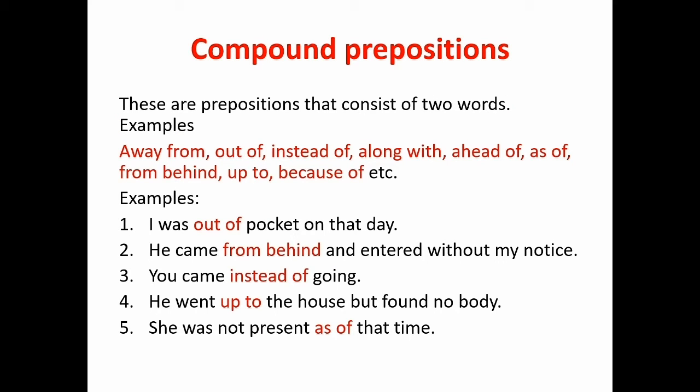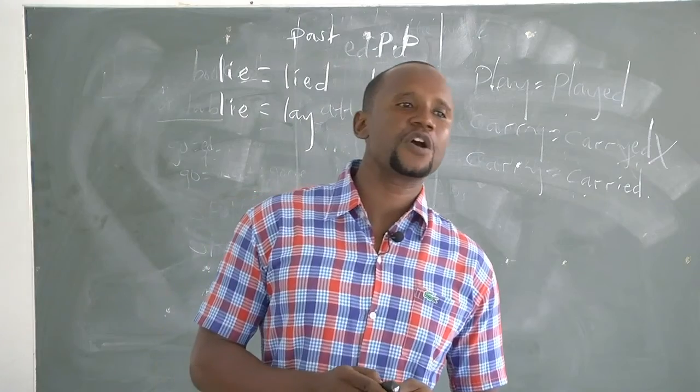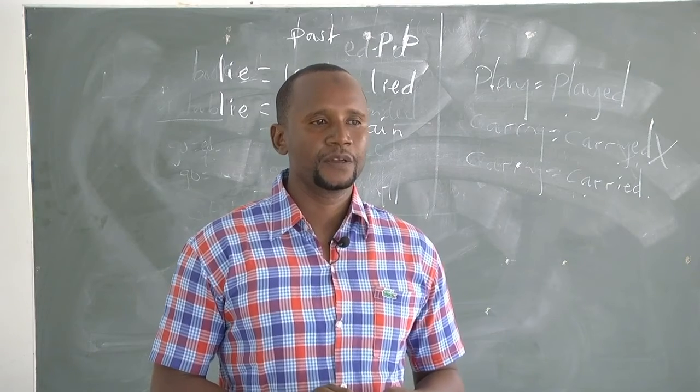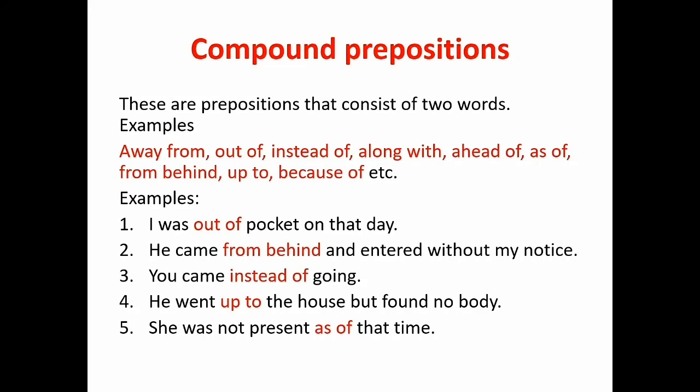Let's look at another type of preposition, that is compound preposition. Compound prepositions are prepositions that consist of 2 words. Example: away from, instead of, along with, ahead of, as of, from behind, up to, because of.